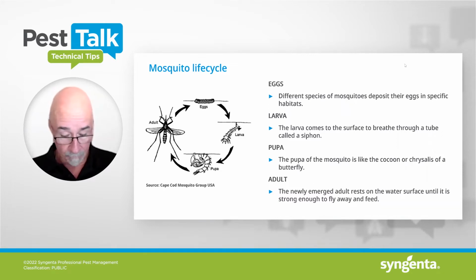The pupa cannot eat. It breathes through 2 tubes on its back. The adult mosquito develops inside the pupal case, and in 2 days or so, when it's fully developed, it splits and the pupal skin emerges as an adult. The newly emerged adult rests on the water's surface until it's strong enough to fly away and feed.